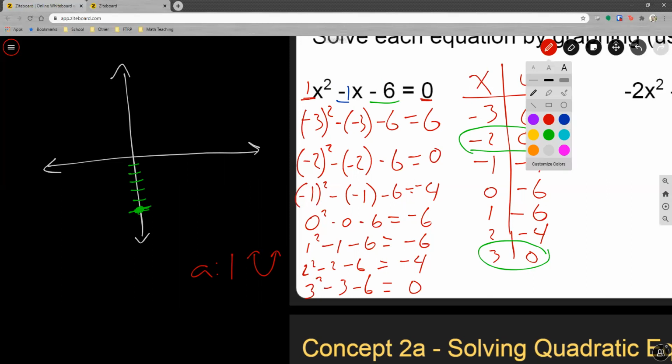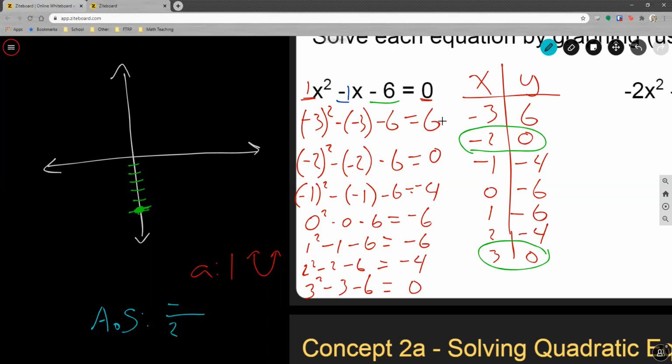My axis of symmetry would be, in this case, negative B over 2 times A. Well, my B value in this case is a negative 1, and my A value is a positive 1, which would give me negative of a negative is a positive, 1 times 2 is 2. So my axis of symmetry would have actually been on the line x equals 1/2. So it looks something like that.